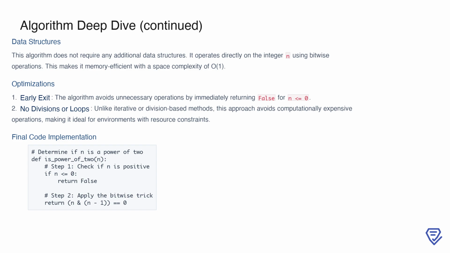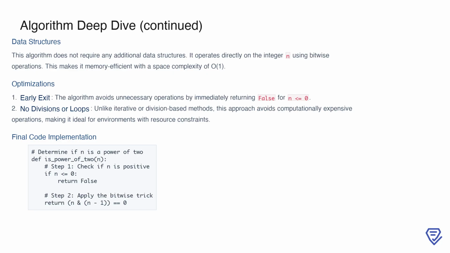One optimization is the early exit condition. By immediately returning false for n less than or equal to 0, we avoid unnecessary computations. Another advantage of this approach is that it eliminates the need for division or loops, which are commonly used in other methods. This makes it particularly well suited for environments with limited computational resources.